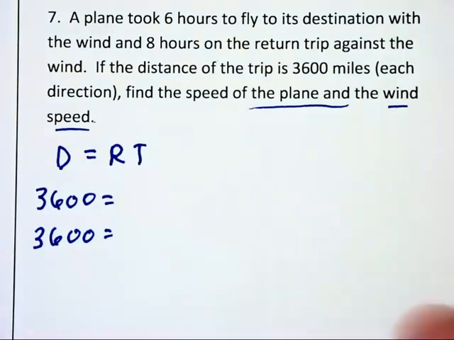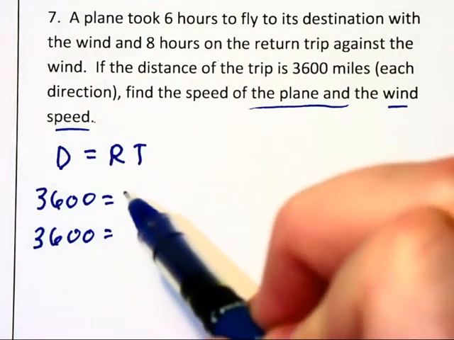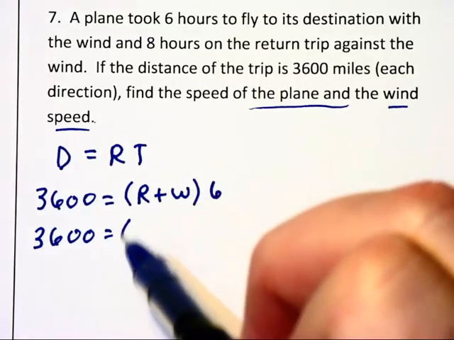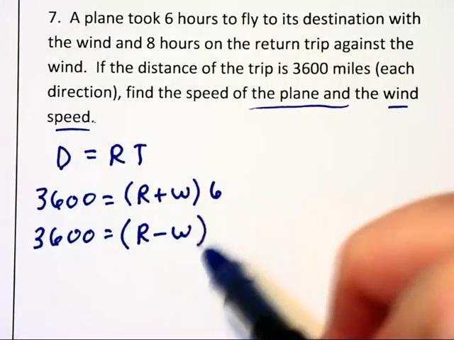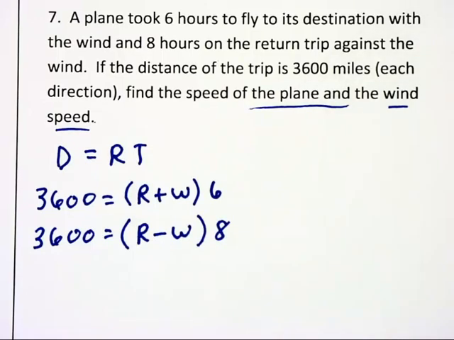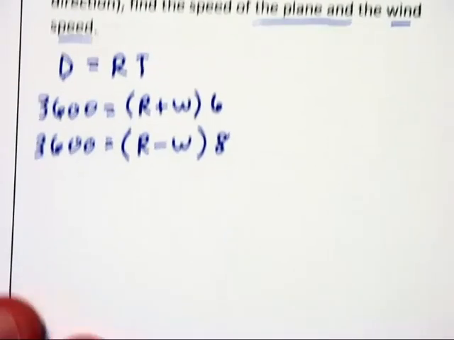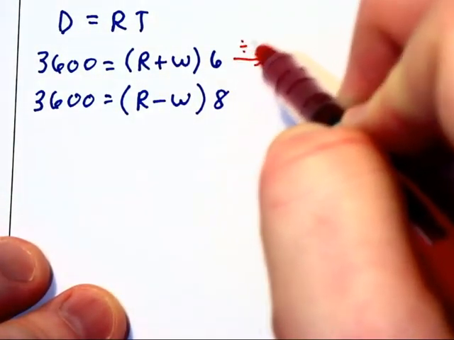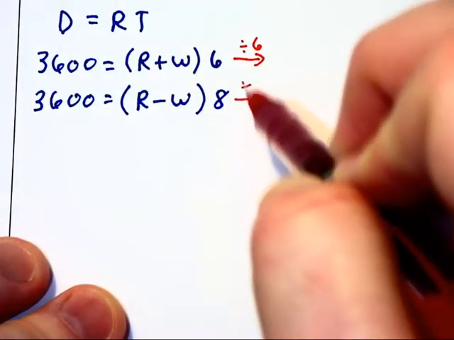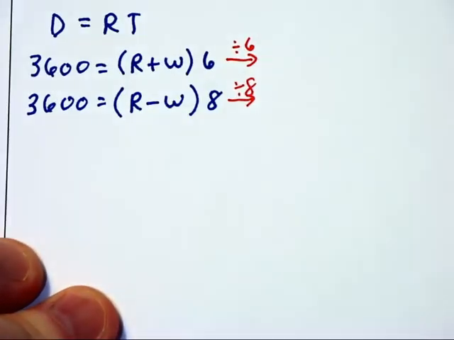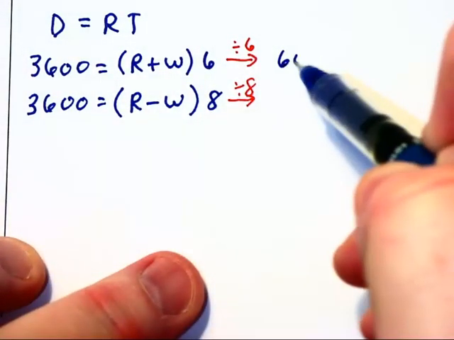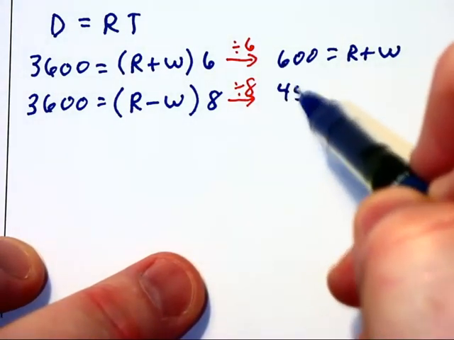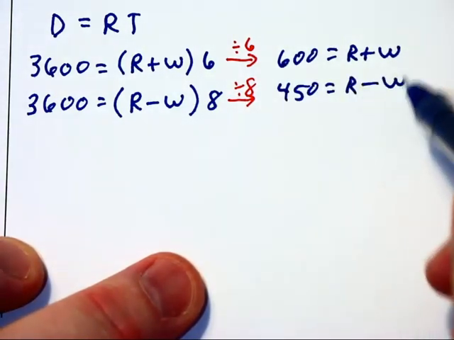And my rate, first time I was going with the wind, so I'm going to have R plus W for a total of 6 hours, and the return trip, R minus W, is against the wind for 8 hours. So we'd love to just have these R's and W's lined up, so I'm going to divide through by 6, and then the next one, divide through by 8. And this will give me 600 equals R plus W, and 450 is equal to R minus W.